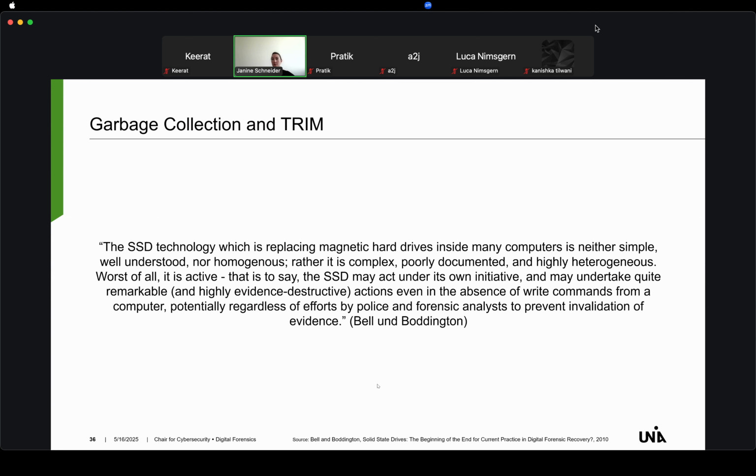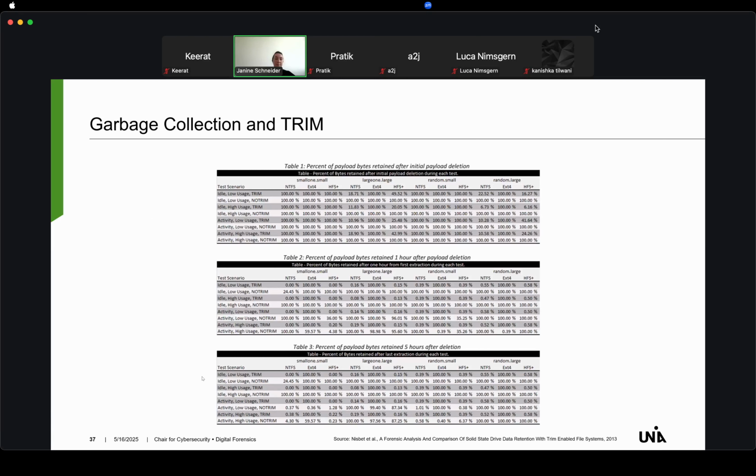So many digital forensic scientists tried to investigate, especially when SSDs became like affordable. Many digital forensic scientists tried to understand their behavior from a digital forensics perspective.